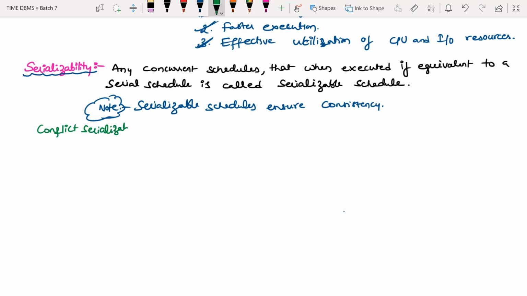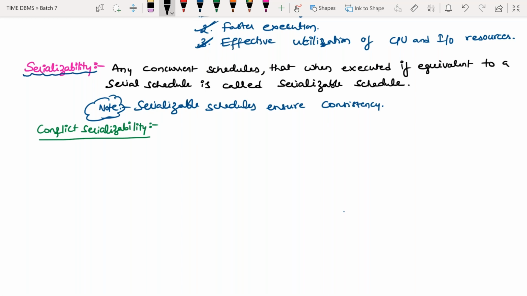Conflict serializability. Conflict serializability is what we will discuss. Here we will understand the conflict operations. It means we have a mechanism to verify serializability, which is called conflict serializability.